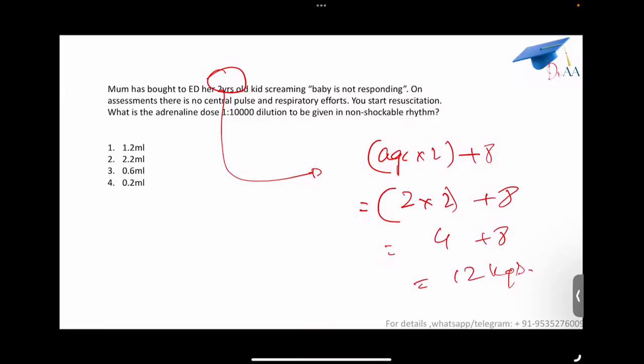For 12 kgs, what you are giving is 0.1 ml per kg, so it will come up to 1.2 ml. The right answer is 1.2 ml of 1:10,000 dilution.